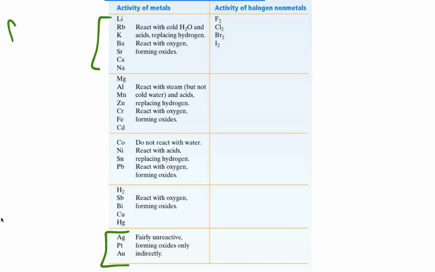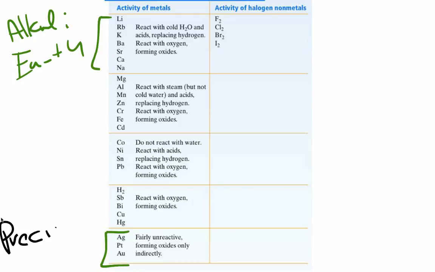So we have alkaline earth metals generally at the top, and we have rare earth metals, well, not rare earth metals, let's call them precious metals at the bottom. Okay, so precious metals down here.